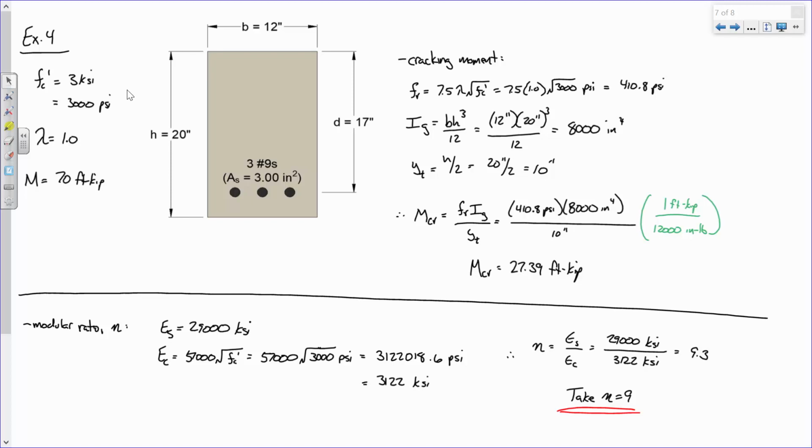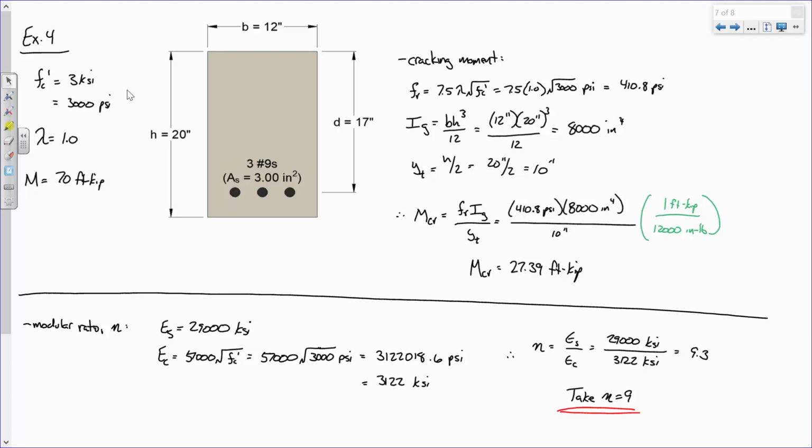So in order to assess its cracked behavior, one of the first things we have to do is compute our modular ratio. That's the ratio of the Young's modulus for steel, and remember, I want that number burned into the back of your head by the time you graduate from college, 29,000 ksi, to the Young's modulus for concrete, which we estimate as 57,000 square root of f'c for normal weight concrete. That comes out to about 3122 ksi. You can be a little loose with rounding here, because when you compute an n value, we always round it to the nearest whole number. When we did the math, it came out to about 9.3, so we said we're just going to take n to be 9.